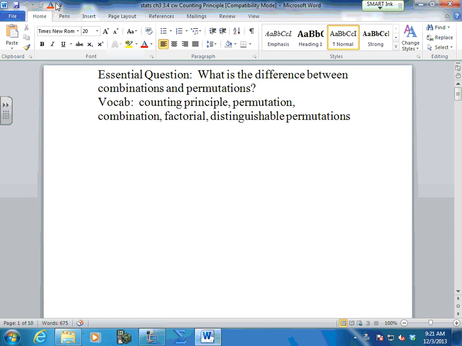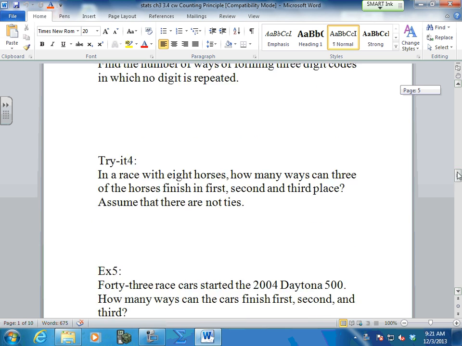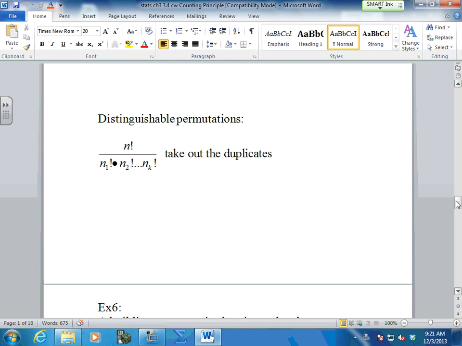So when we start with your distinguishable permutations, you might remember this from Algebra 2. Distinguishable permutations say you have to take the duplicates out. And say I give you a word like noon, and I want to know how many different arrangements I can make from this word.